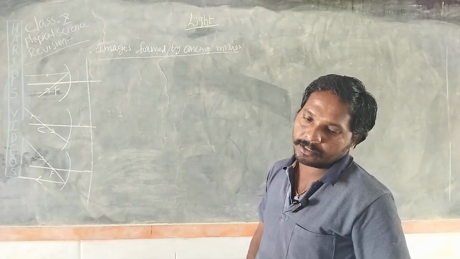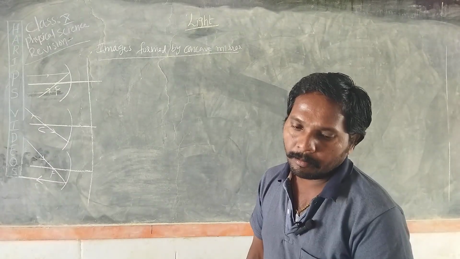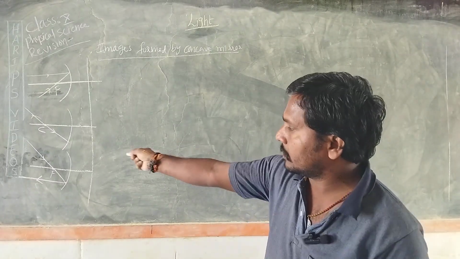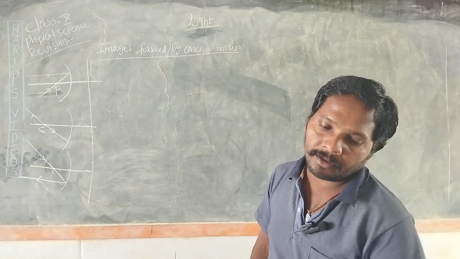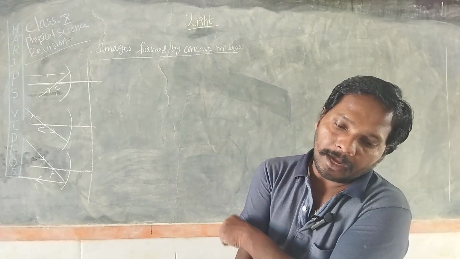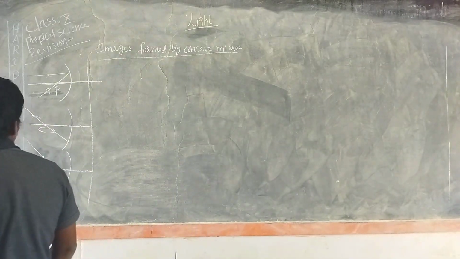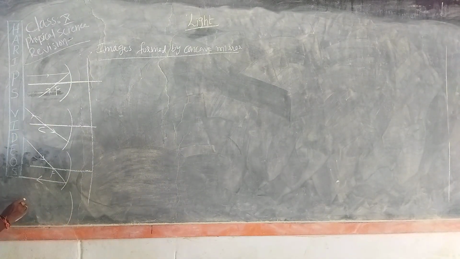The light ray passing through the focus of concave mirror becomes parallel to the principal axis after the reflection. Then one more: a ray of light which is incident on the pole of a concave mirror is reflected back, making the same angle with the principal axis. If it is incident at some angle on the pole of the mirror, it is reflected making the same angle.